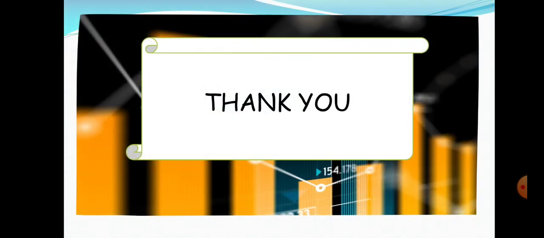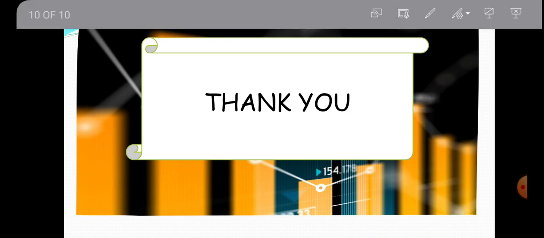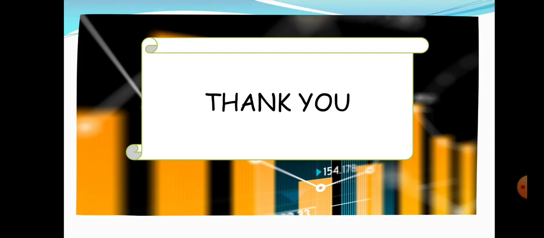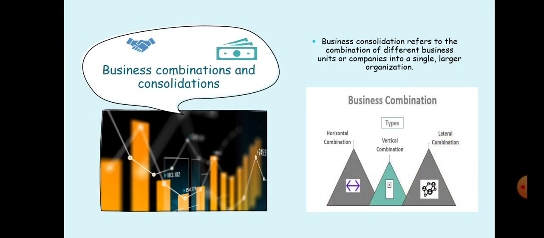Horizontal combination, which means you can combine any companies with different base, whereas vertical combination is combination of business companies with the same base, and lateral combination is a combination of both horizontal and vertical combination.